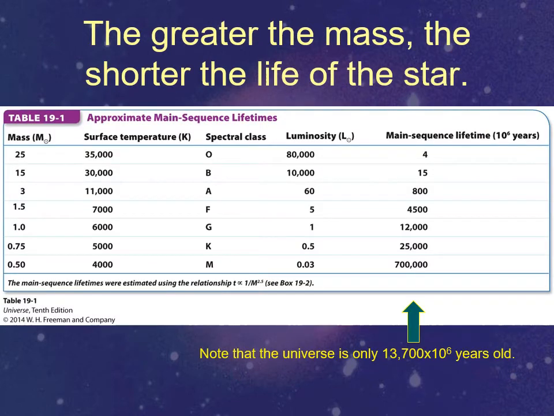Well, here's a graphic from your book. Actually, this is from the previous edition of the book, but it's the same basic information that's in there. And it shows how long stars live in terms of millions of years. So 4 million years, 4,500 million is 4.5 billion, 25,000 million is 25 billion years.